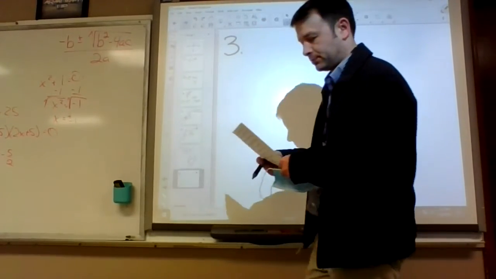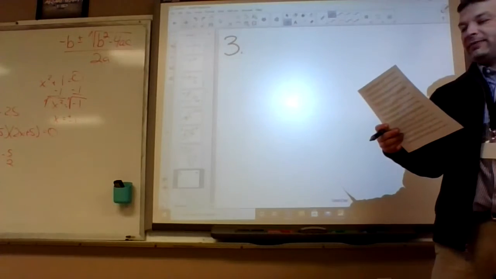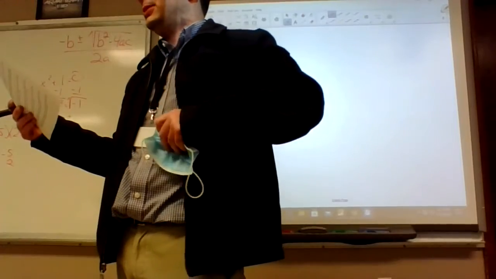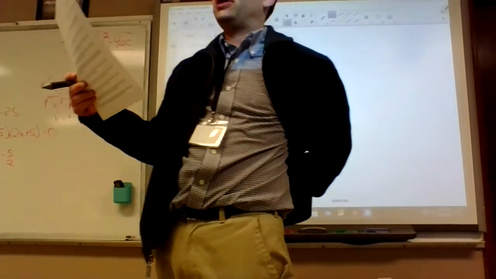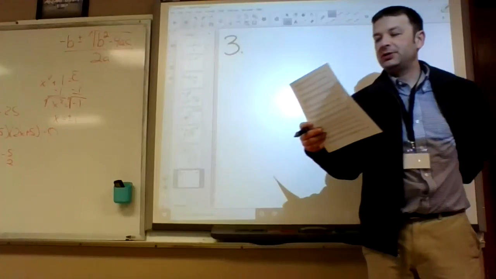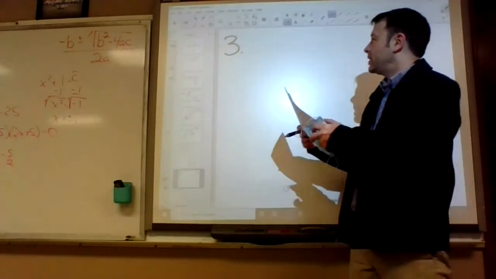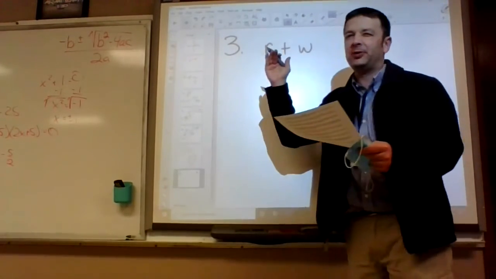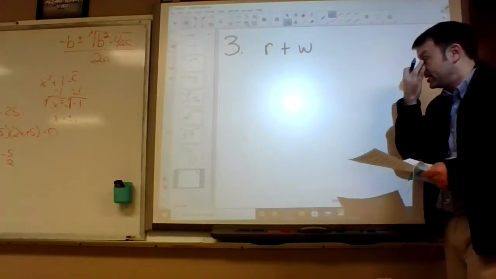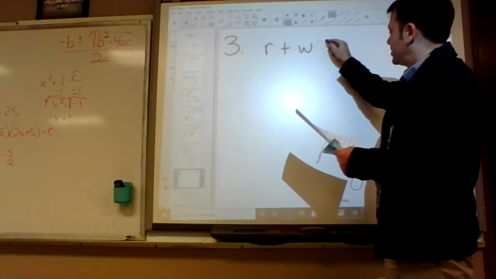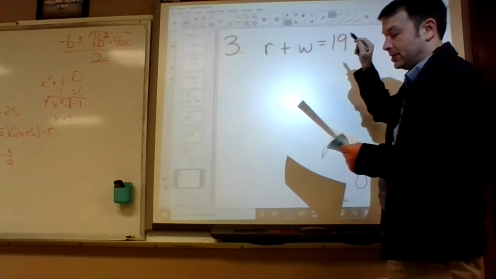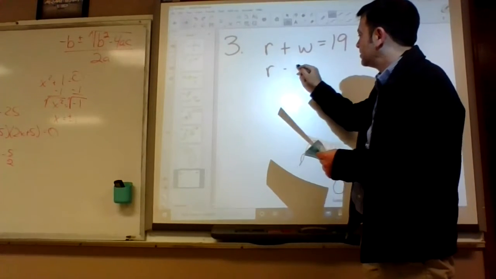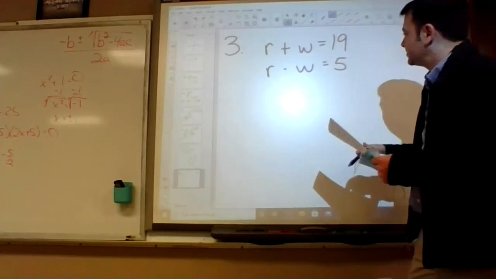Okay, traveling with the current, a certain boat went 19 kilometers an hour. So how should I write that? The rate plus the water current. I like to put W for water and wind, so it looks the same. With the current, so that'll speed them up, went 19. And then against the same current, it only went 5. So R minus W equals 5.